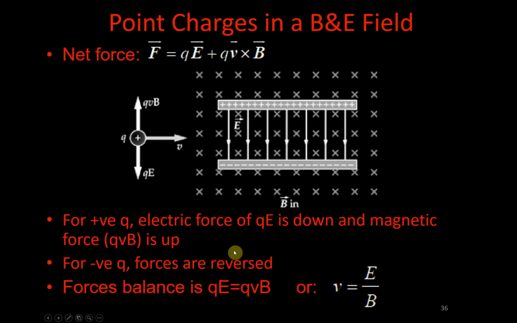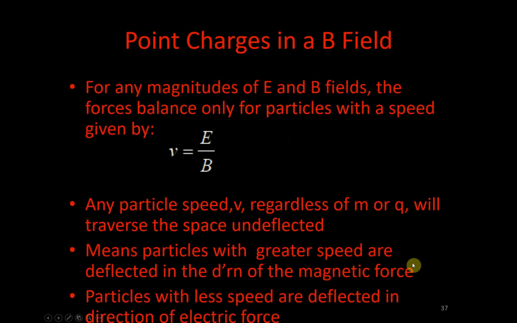So for a positive q, the electric force of qE is down, the magnetic force is up. And if we balance our forces, essentially qE will equal qvB. So when the two are in equilibrium and the electric force equals the magnetic force, we can say qE is equal to q times v times B. q's on both sides of the equation, so it's going to go away. So v, the velocity of the particle, essentially becomes a balance of the electric field to the magnetic field, or v equals E over B.